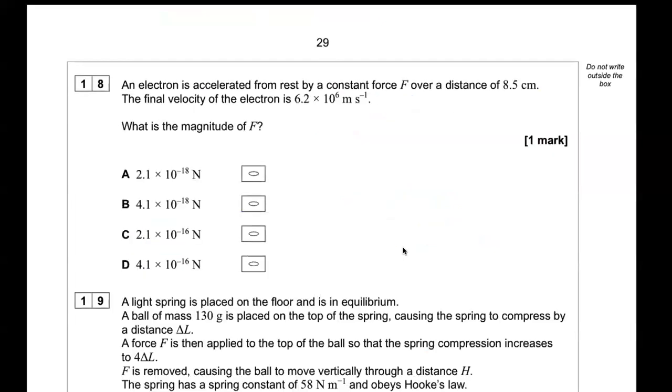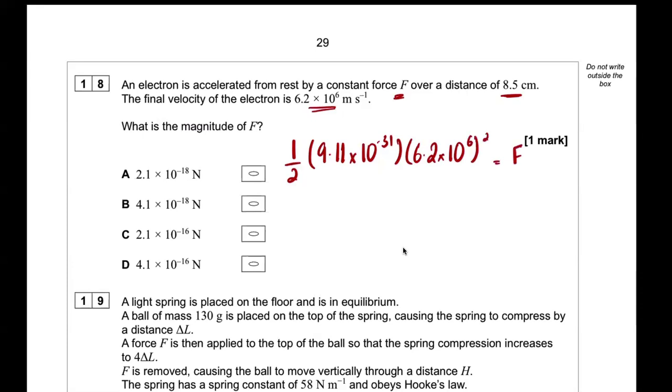An electron is accelerated from rest by a constant force F over a distance of 8.5 centimeters. Final velocity is 6.2 into 10 to the 6. What is the magnitude of F? So I have the final velocity, so I basically know the kinetic energy then. So half mass is 9.11 into 10 to the negative 31, and speed is 6.2 into 10 to the 6 squared. So the increase in kinetic energy must have come from the work done.